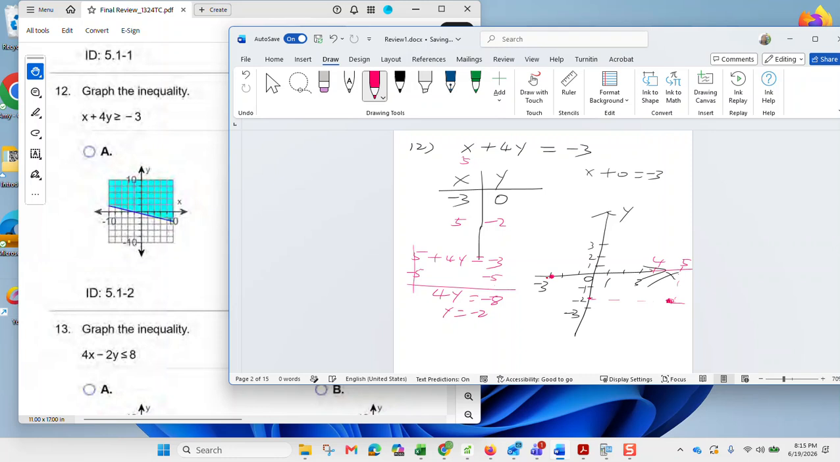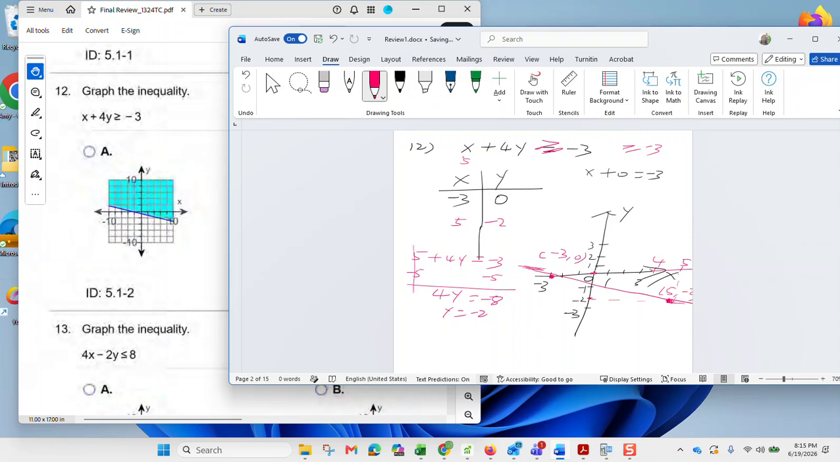And then I have negative 3 and 0, so this will graph one line like that. Okay, so you need to know how to graph the straight line. Okay, so now I have this straight line passing through negative 3 and 0, and through 5 and negative 2. Okay, and then we're going to say this one is greater than or equal to negative 3. So we're going to use a testing point.